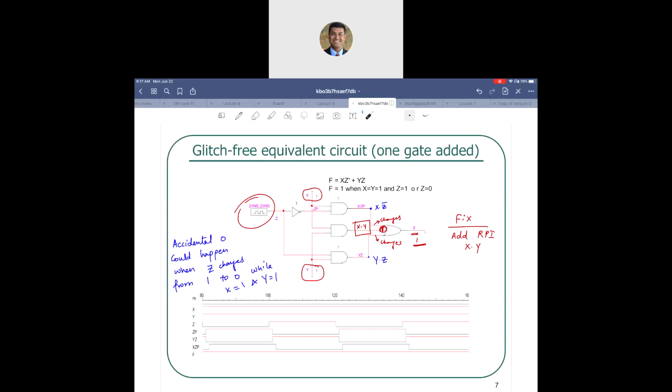Okay, so we added one gate, right? One gate was added here, which was that guy, and we were able to fix it. So a little bit more costly, right? It's not the simplest, but the good news is that it is a glitch-free equivalent circuit.